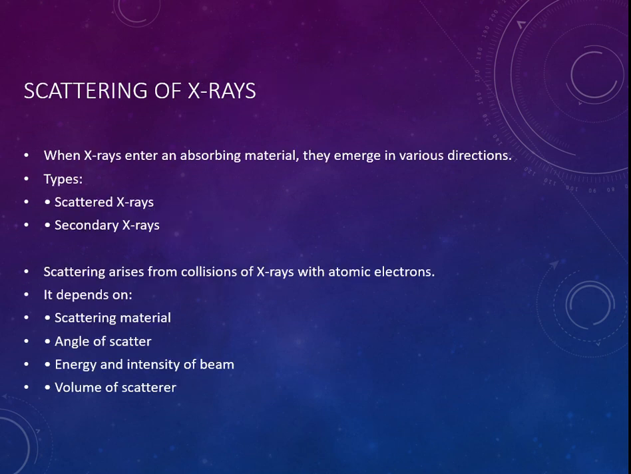Slide 7, Scattering of X-rays. When X-rays strike matter, not all of them pass straight through. Some are deflected in different directions. This is called scattering. Scattered radiation causes image fog and can increase exposure to surrounding areas. Scattering depends on the material, the angle of incidence, the beam's energy, and the volume of the object.